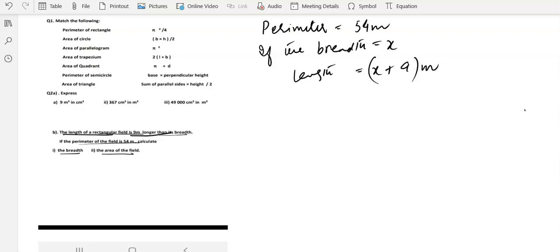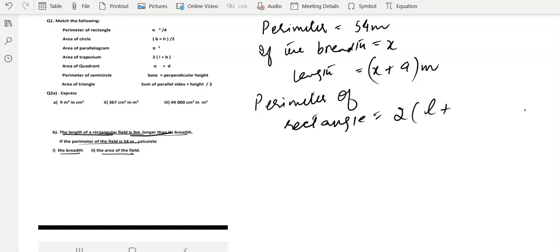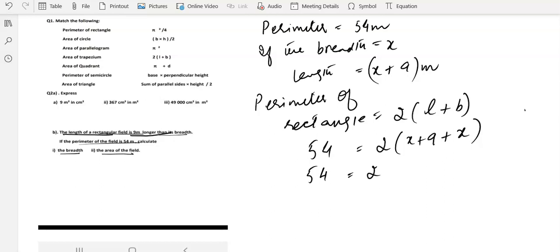And you know the formula for the perimeter of the rectangle. The perimeter of a rectangle is equal to 2 times (length plus breadth). So we can substitute the values. Instead of perimeter, we can write 54. Then length is x plus 9. Breadth is x. After substituting the values, we can simplify the expression.